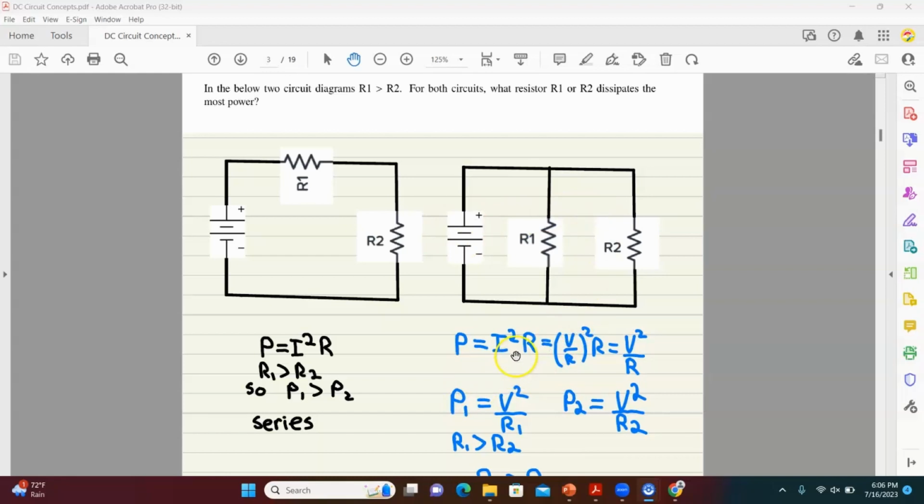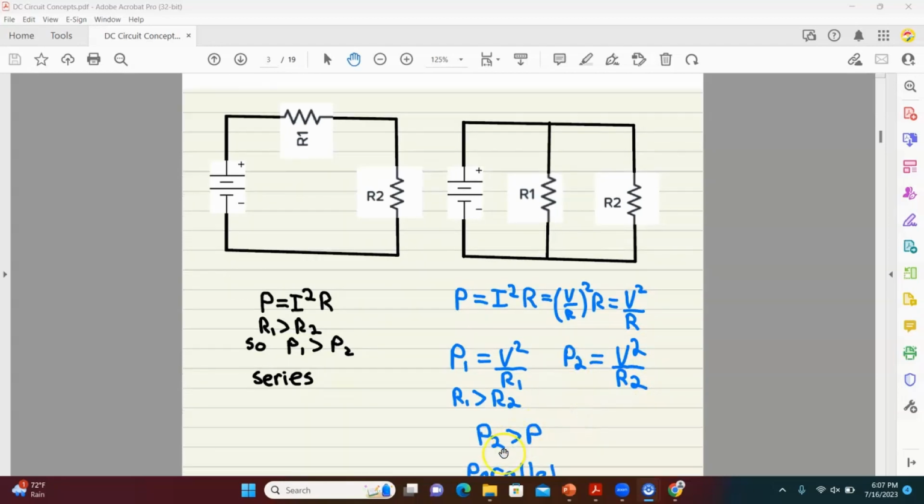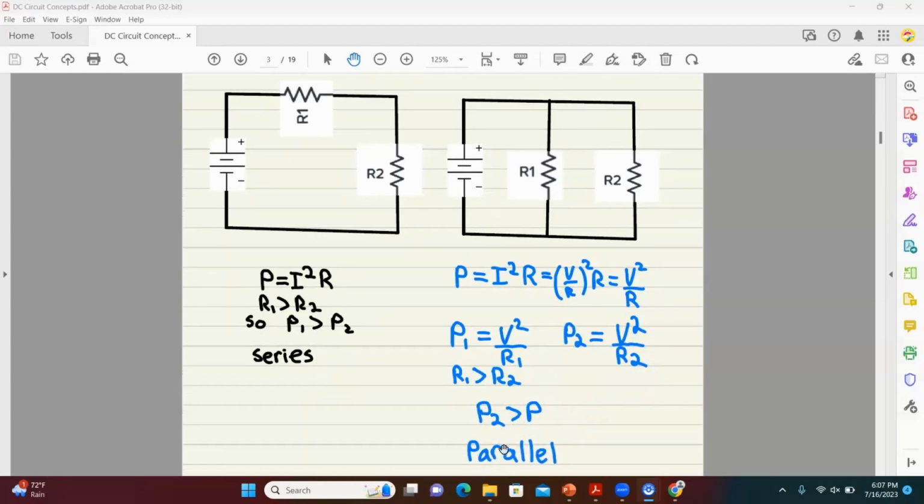In a parallel combination, power is still I squared R. This is the formula for power. You can use Ohm's law and replace I with V over R. Therefore, power can be written as V squared over R. Power 1 is V squared over R1. Power 2 is V squared over R2. And because R1 is larger than R2, then power 2 is going to be larger than power 1. I left off the 1 here.